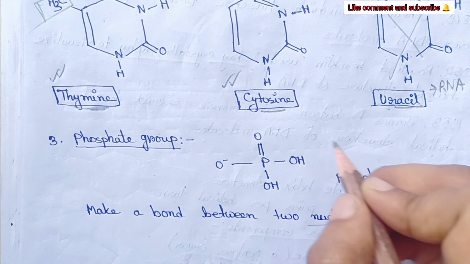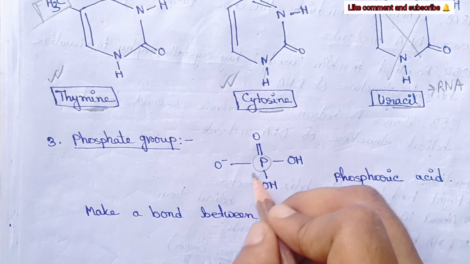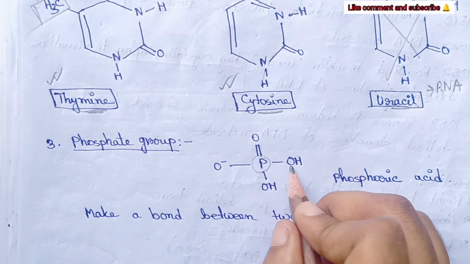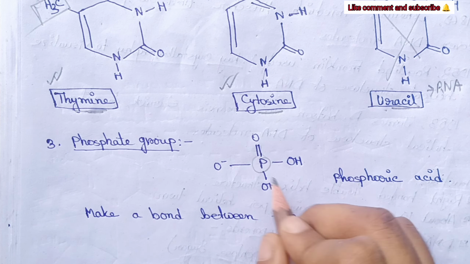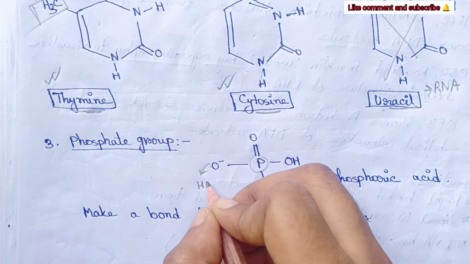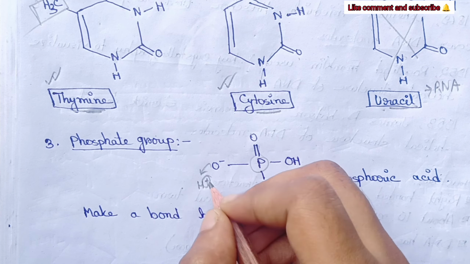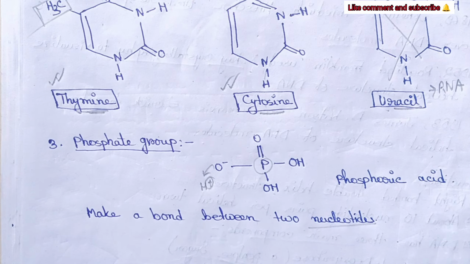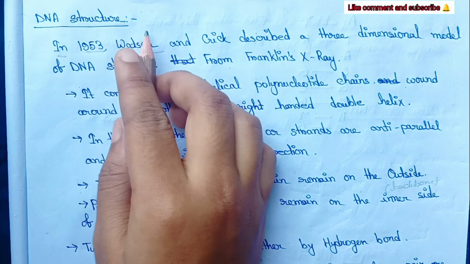You can see that this is a phosphate, a P with a double bonded O. There is a single bonded OH and an O negative that can easily bind with a hydrogen ion, because this hydrogen bond is positively charged. Then I will discuss the DNA structure.